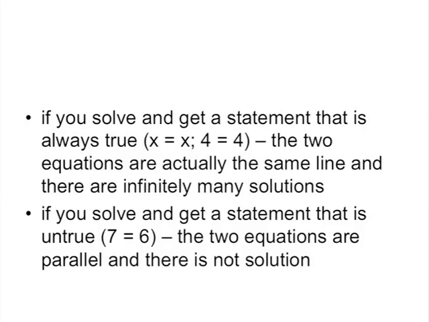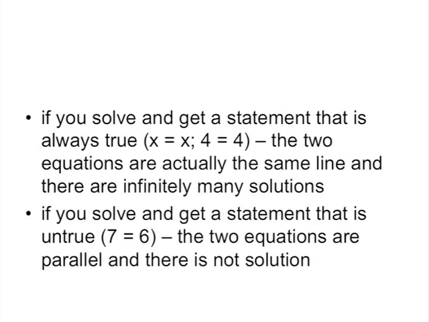So it says here, if you solve and get a statement that is absolutely always true, something like x equals x, 4 equals 4, 0 equals 0, then the two equations are actually the exact same equation, and that means there are infinitely many solutions. What did that look like when we graphed them? Same line. So if we end up with something that in geometry we call reflexive, or an identity statement, that is absolutely always true, something equals itself, that means there are going to be infinitely many solutions. Graphically, they're actually the same line.